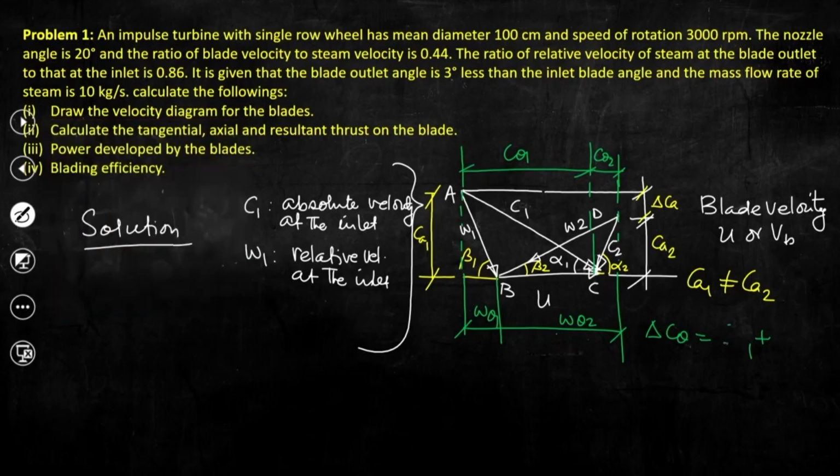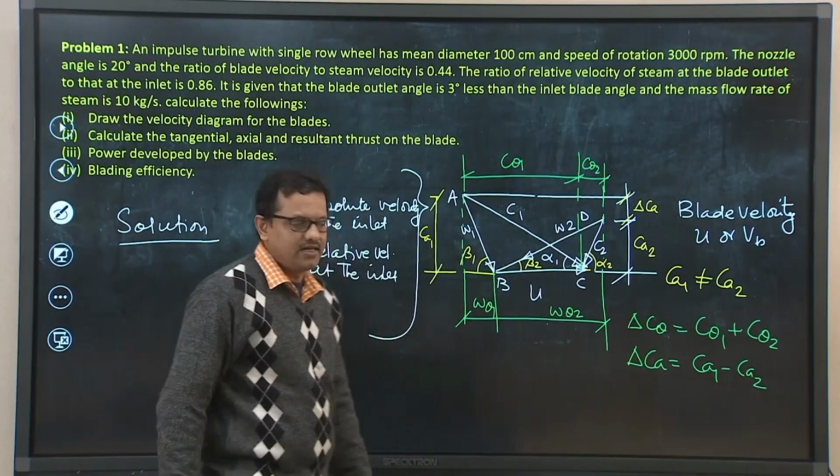So, this is c theta 1 plus c theta 2, and delta C A equals C A 1 minus C A 2. This delta C theta is responsible for the tangential thrust, and it is because of this thrust that we are getting work output power. Delta C A is responsible for the axial thrust, and that thrust should be consumed by the bearing.